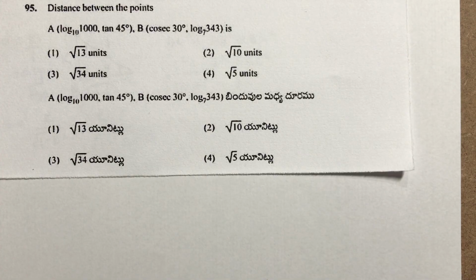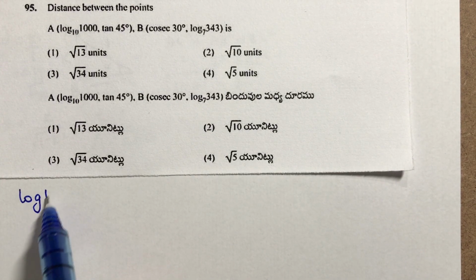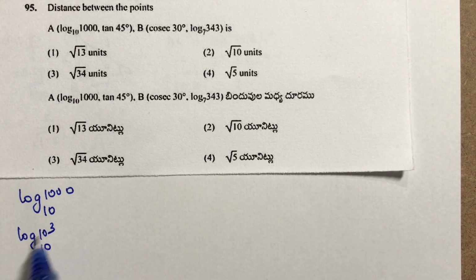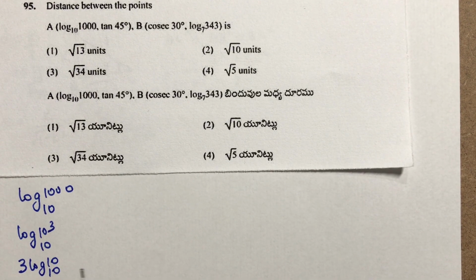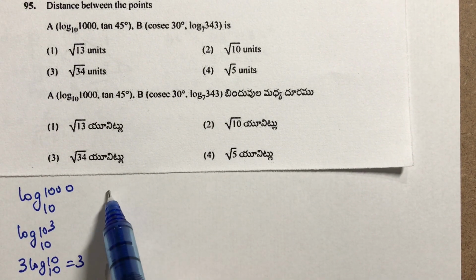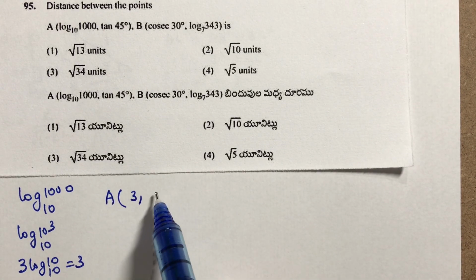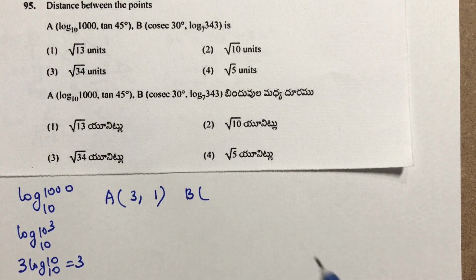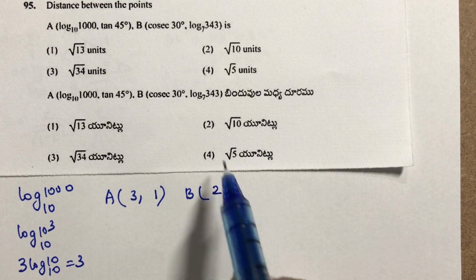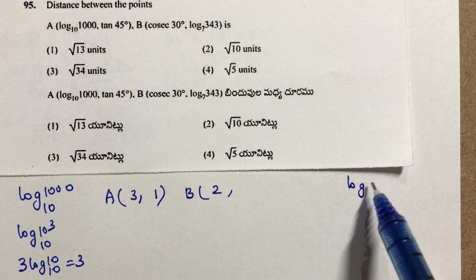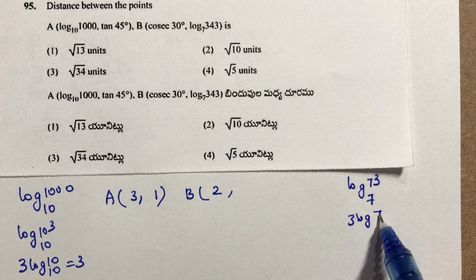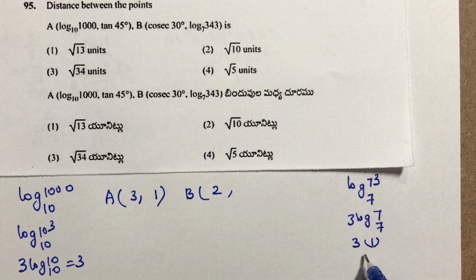Distance between the points. A is log 1000 to the base 10. 1000 you can write as 10 cube, to the base 10. Log a power m, so 3 log 10 to the base 10. So its value is 3. So a is nothing but 3. B is tan 45, which is 1. Cosec 30 is 2. And log 343 to the base 7: 343 you can write as 7 cube, so 3 log 7 to the base 7. So its value is 3.